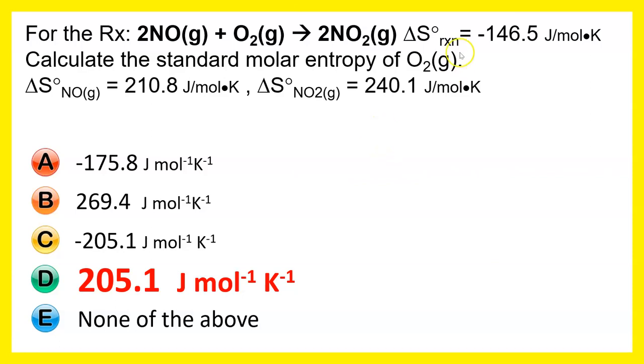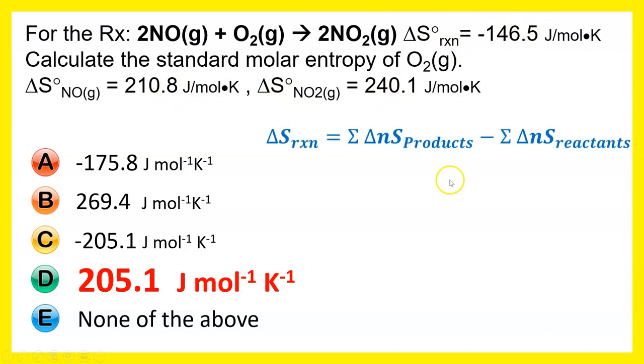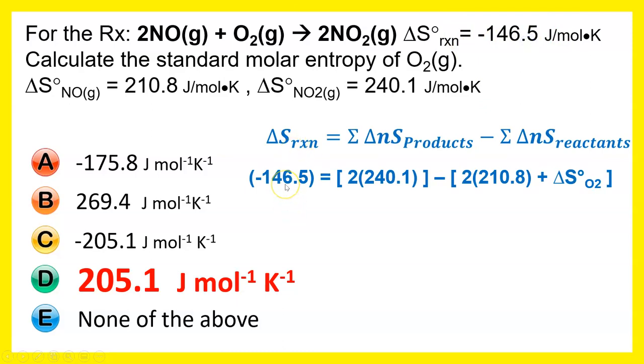So we have all S values, so we can use the subtraction method, products minus reactants. I know what the final is for the reaction. I had 2 moles of products over here, so make sure you put the 2. Over here I have 2 moles of nitrogen monoxide, and I only have 1 mole of oxygen. So I'm solving for delta S of oxygen.